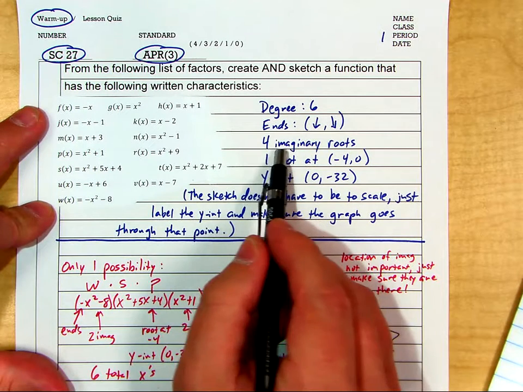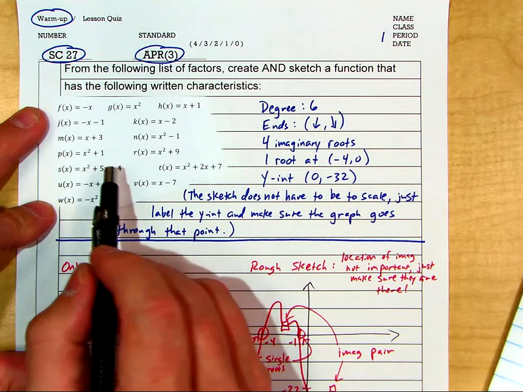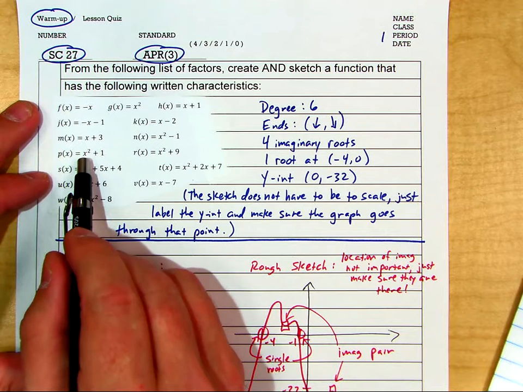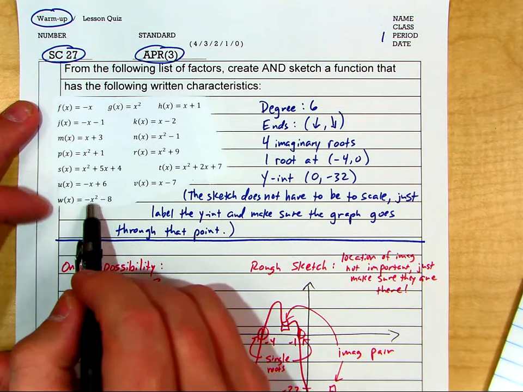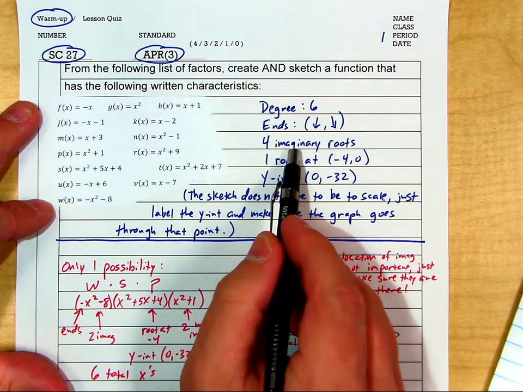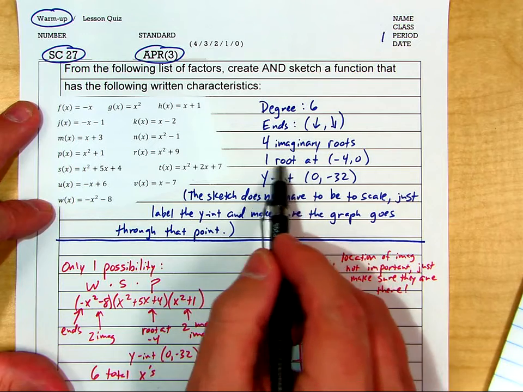4 imaginary roots, and if you found out the 4 imaginary roots, you say, okay, I know I have to have p, r, t, or w. 2 of those in there to get my 4 imaginary roots. And then 1 root specifically.